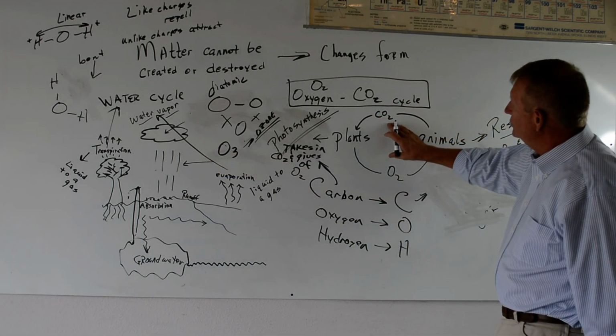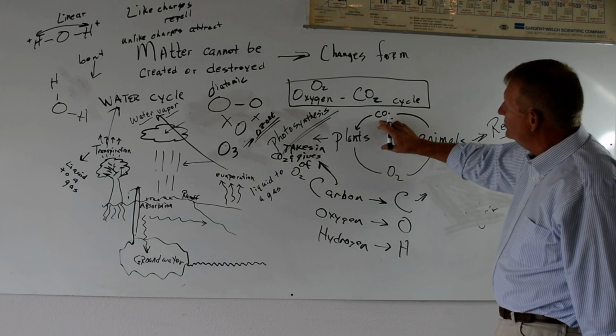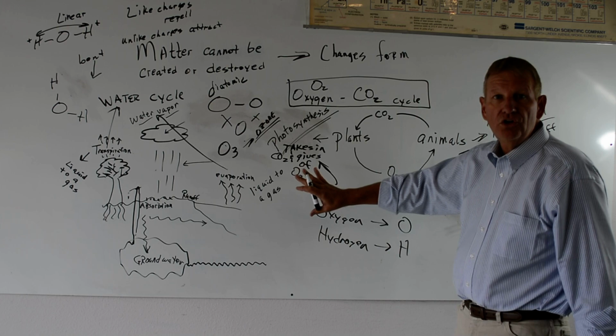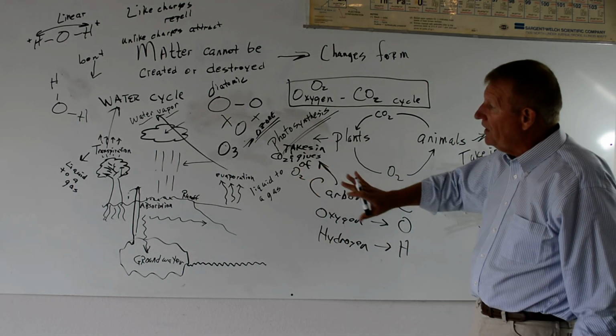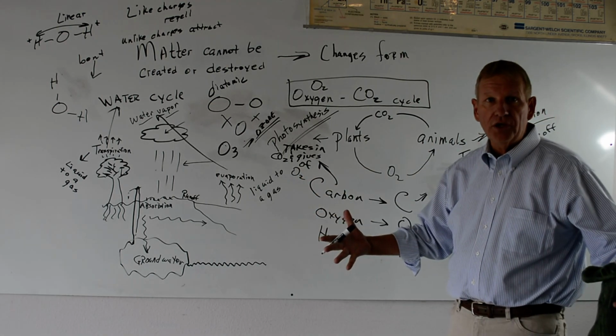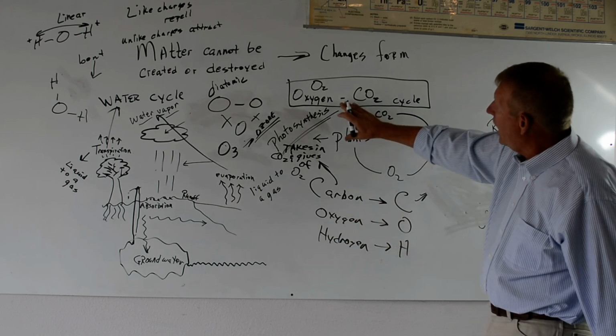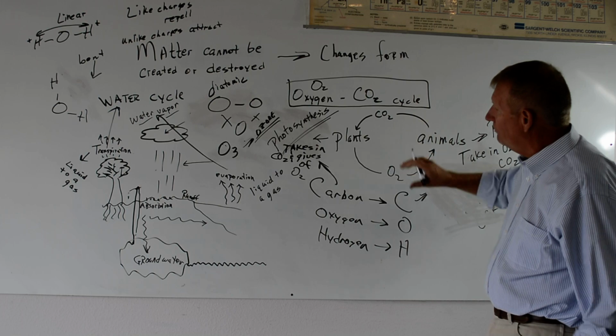So we have oxygen and here we have carbon. So where's the carbon? Is it all in the animals and the plants? Well, we're going to do the carbon cycle here in a little bit. We're going to find that carbon is all throughout the earth. Okay? So we're going to talk about that next. But we need to know that the oxygen CO2 cycle is critical.